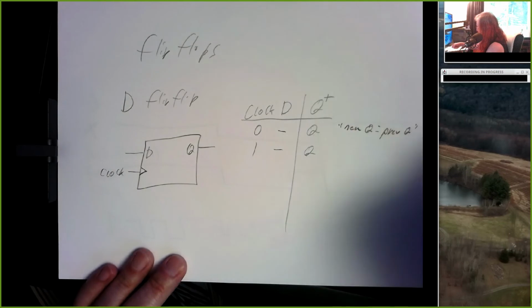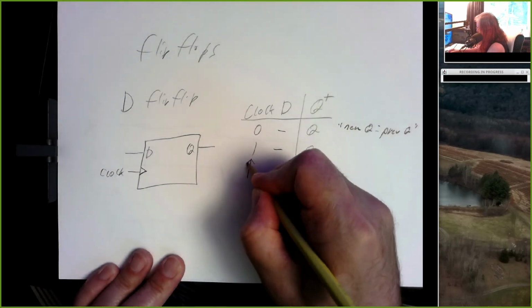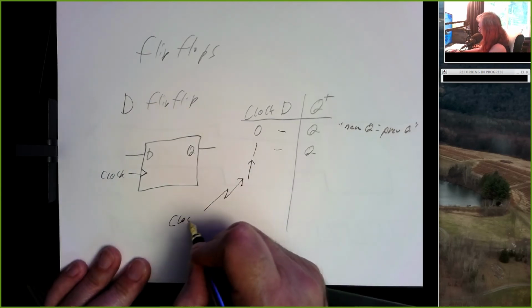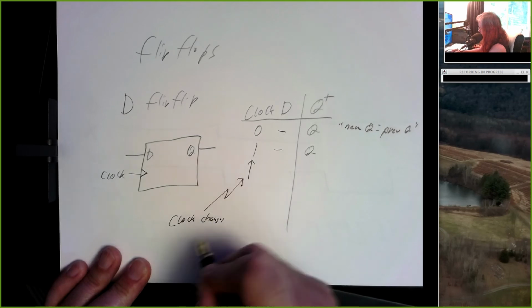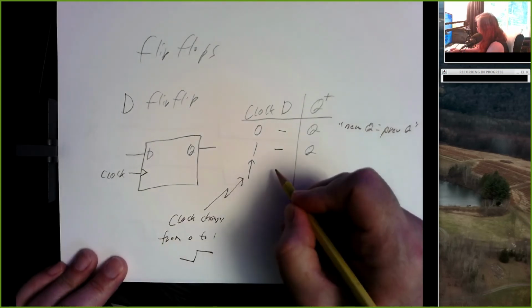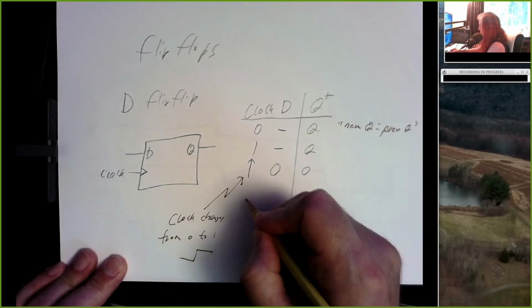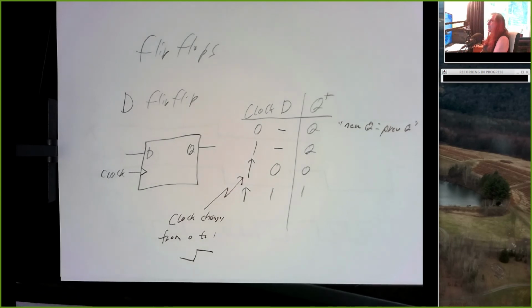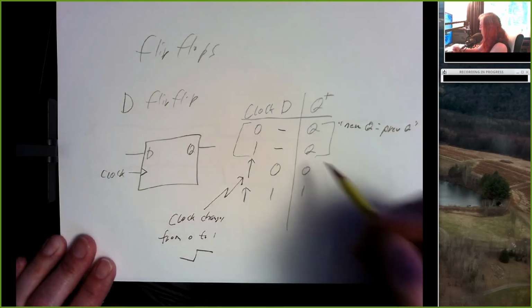But when the clock changes from a 0 to a 1, right? So this is saying clock changes from 0 to 1. So this is that positive edge in the clock. If D is a 0, Q becomes a 0. And when the clock changes, if D is a 1, Q is a 1. And usually it's understood that if the clock is not changing, Q is not changing. So these first two rows, we wouldn't even list.